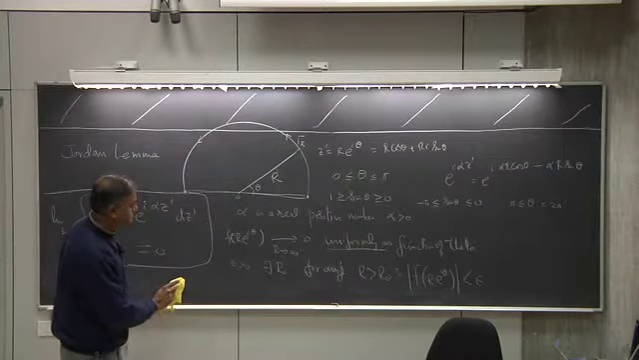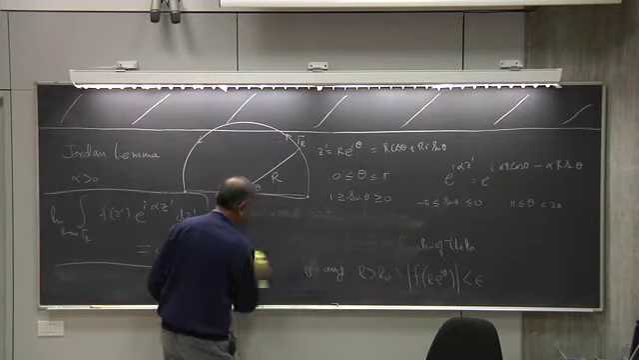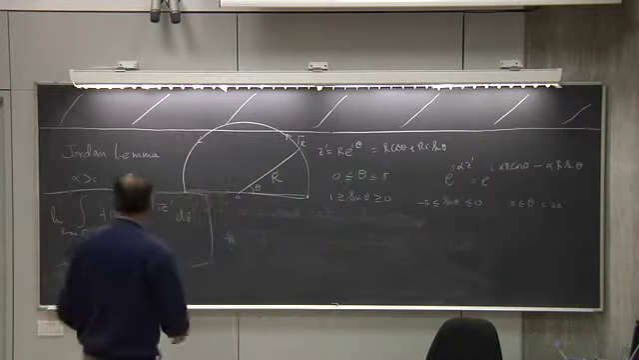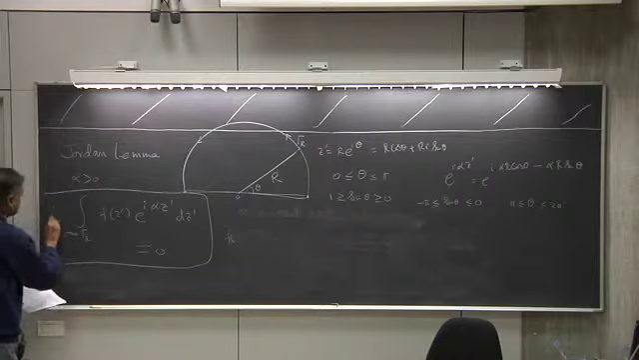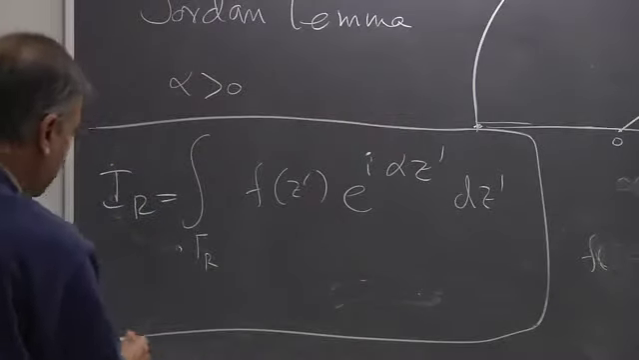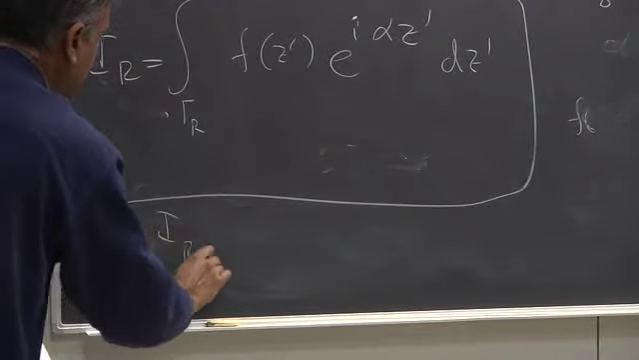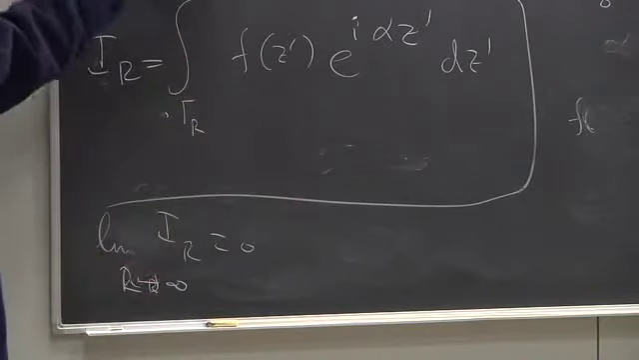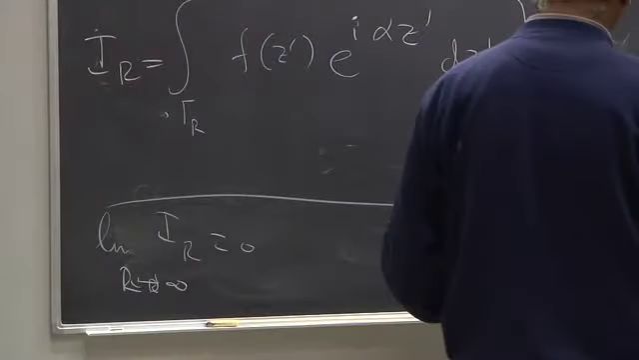You remember alpha is greater than 0. Let us just take the absolute value of this quantity. Let's call this I_R. I_R is this integral for a fixed radius r, and what we want to prove is that the limit as r goes to infinity of I_R equals 0. This is the statement. I_R is just the result of the integral for a finite r, but Jordan's lemma says that as r goes to infinity, this integral is 0. So let's just look at the absolute value of I_R.